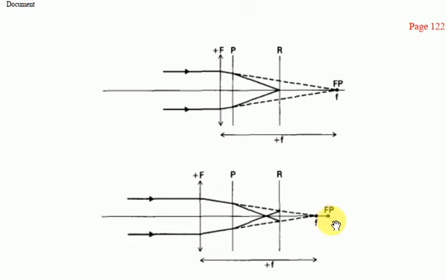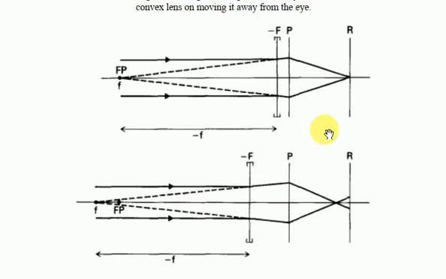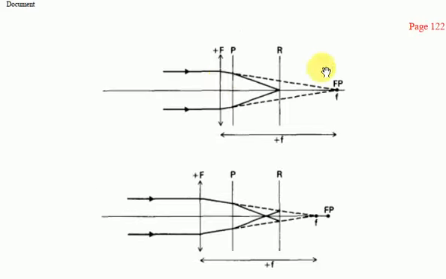So the image is changed. The image is also moved forward. So this is a hypermetropic eye which is being corrected by a convex lens. Sorry, this is a convex lens, and the purpose of this correcting convex lens is to bring the image forward on the retina.